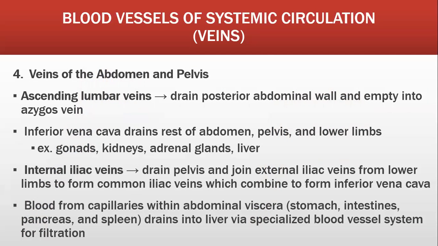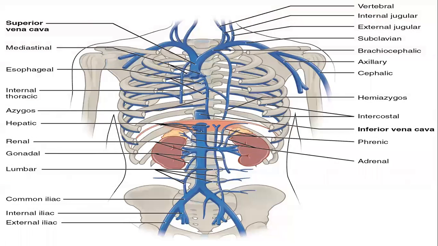Then we also have veins of the abdomen and pelvis. So we have the ascending lumbar vein and the internal iliac vein. The ascending lumbar veins drain the posterior abdominal wall and empty into the azygos vein, while the internal iliac veins drain the pelvis and join the external iliac veins from the lower limb to form the common iliac veins, which combine to form the inferior vena cava. So this is the superior vena cava and this is the inferior vena cava.